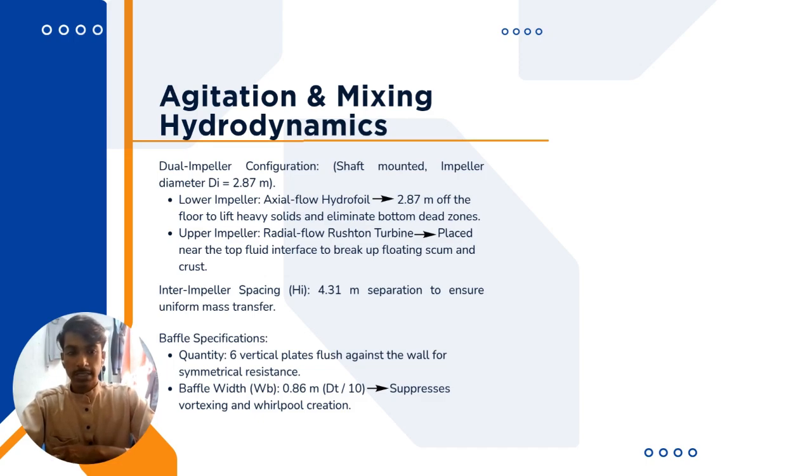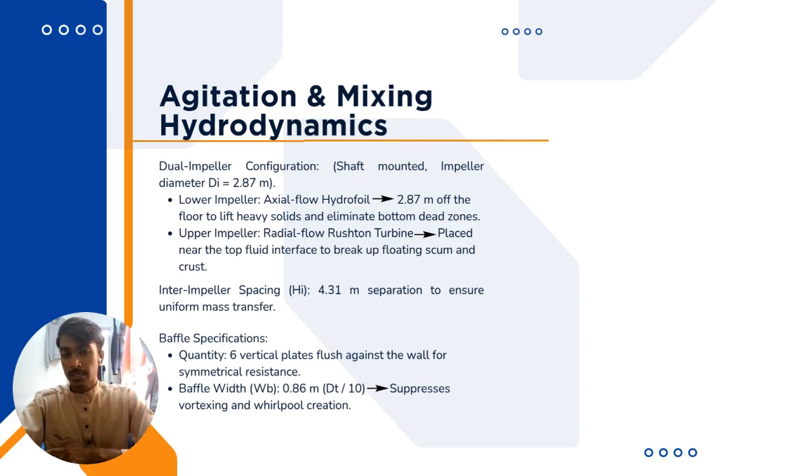Next, we configured the internal hydraulics because our tank height is double its diameter. A single mixer would cause massive vertical dead zones and let solids drop to the bottom. Therefore, we designed a single central vertical shaft hosting two distinct sets of impellers scaled perfectly at one third of the tank diameter, which is around 2.87 meters. The configuration is highly specialized for methane slurry.